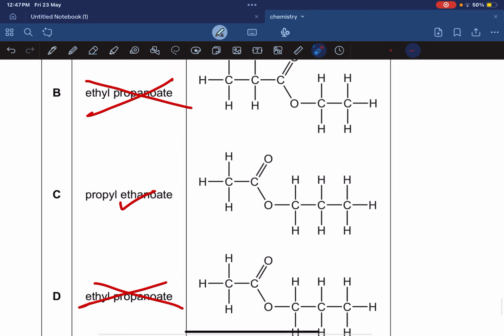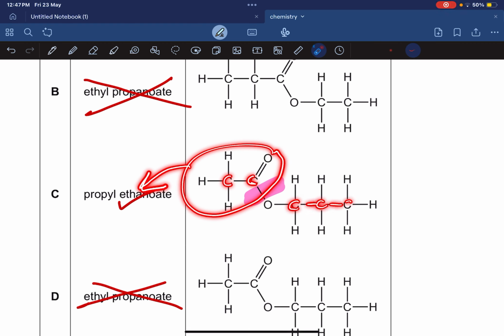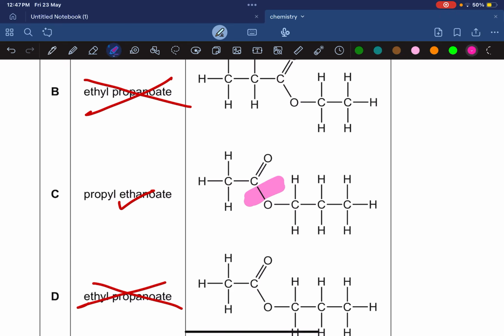Okay, let's move to option C. That should be correct. Okay, that's correct. First, what we're going to do, step 1, break your ester. Look at the acid part. The acid part has 2, that means that's ethanoic acid, ethanoate, and the alcohol part has 3, that means that's going to be propanol, and we have propyl. So it's going to be option C.